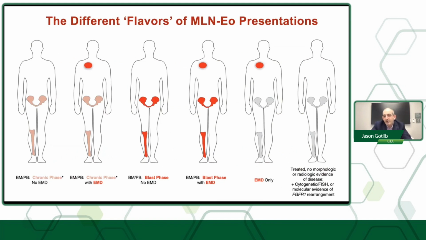Now, there are so-called different flavors of presentations of the diseases. For example, one can present with only bone marrow peripheral blood disease in chronic phase of a myeloid neoplasm. One can involve a chronic myeloid neoplasm with extramedullary disease or EMD. One can include blast phase disease only in the bone marrow or including the EMD. And one can present with EMD only. Also, there might be patients who you see who have been previously treated, and they may only have cytogenetic or FISH evidence or molecular evidence of an FGFR1 rearrangement or other tyrosine kinase gene that's involved in these diseases.